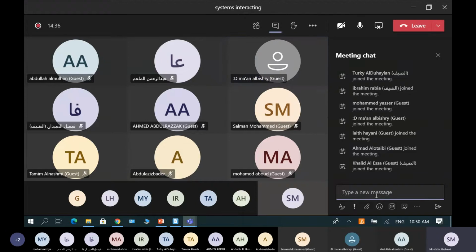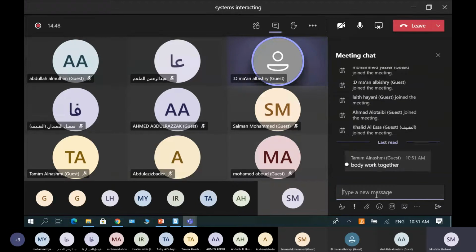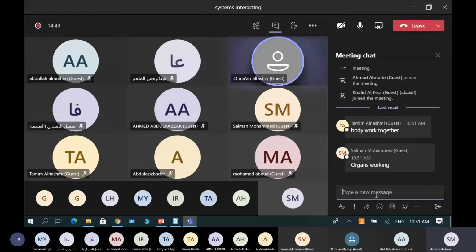Yes, go ahead. It's about the circulatory system. Only the circulatory system? No, the systems. Sorry, I meant the systems of the body. So what title should I type here? The parts of an organism. Parts of organism. So this could be a title.